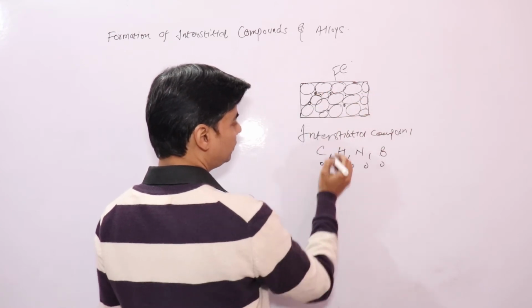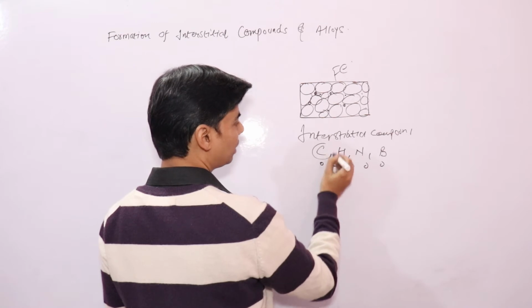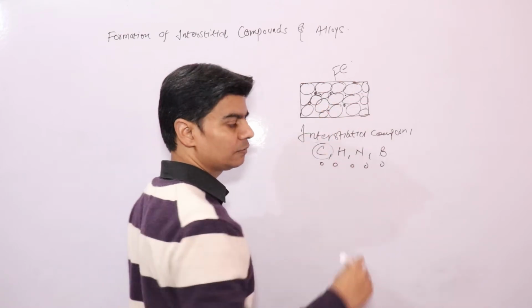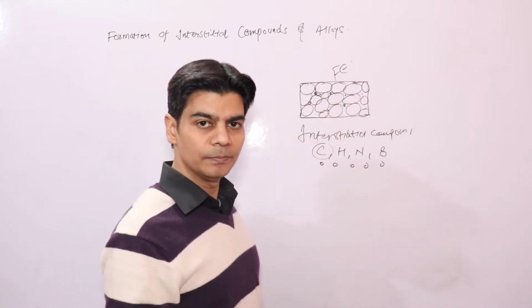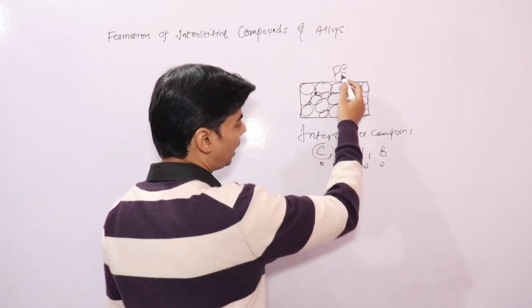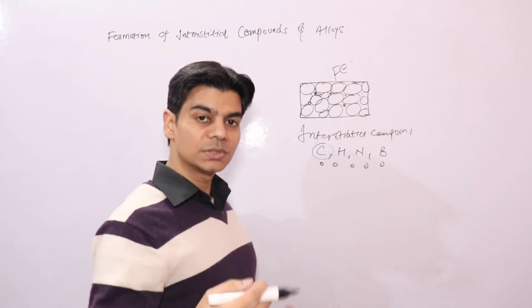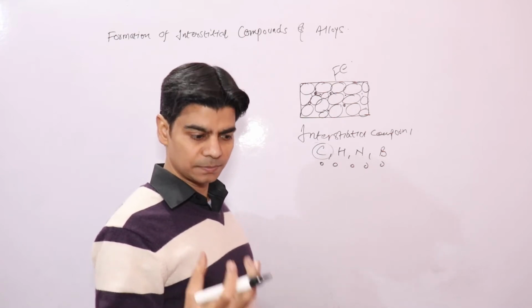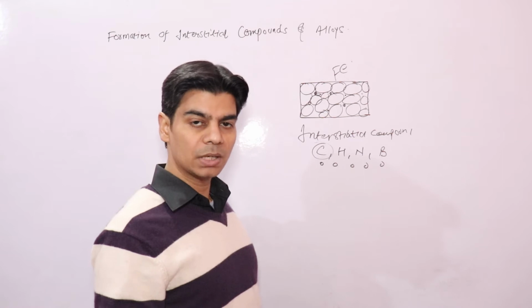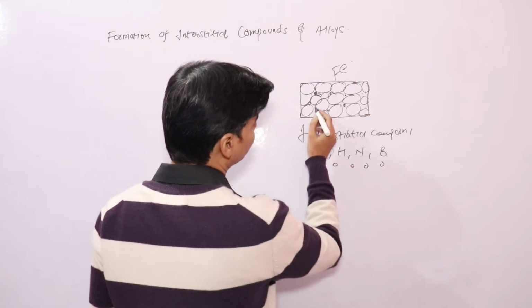If these elements, say carbon, if this is iron, we know that we have steel and stainless steel, which is made from iron and carbon. So when you mix carbon to iron, it becomes tough. It becomes very hard. How does it become hard? You'll see it over here.